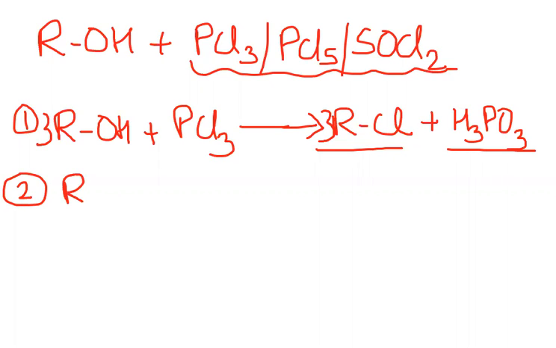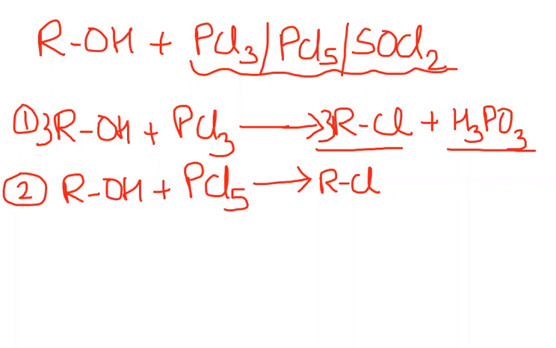Then next, the second one: ROH. Okay, treat this with PCl5, phosphorus pentachloride. What will happen in this case? In this case, 3 products are obtained. One is the RCl. Then the next one you get is POCl3. And of course, in the next one, you will get an HCl. Okay, so you will get an HCl.